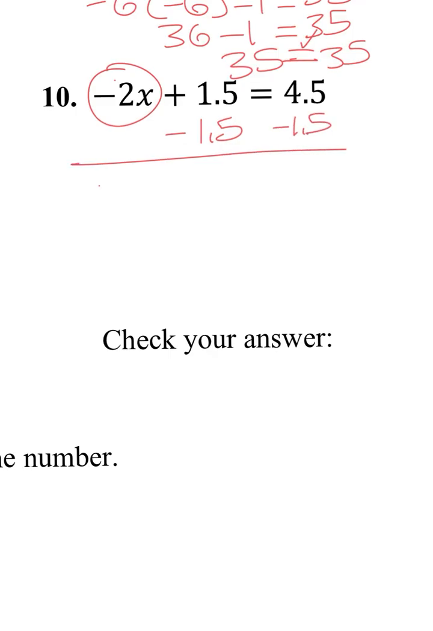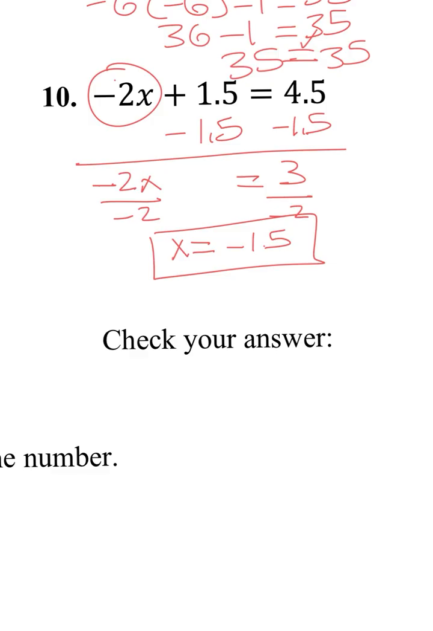So I'm left with negative 2x equals 4.5 minus 1.5 is 3. And then I'm going to divide both sides by the number that is attached to the variable, which is negative 2. So I get x equals 3 divided by negative 2 is negative 1.5.